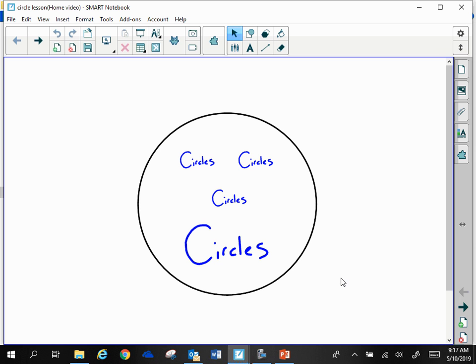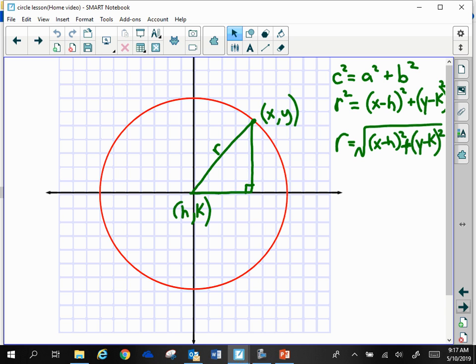All right, circles. What we have to learn first is, where does the circle equation come from? The circle equation actually comes from drawing a right triangle and calculating the length of this radius, because we need to know how long this radius is in order to calculate the equation of a circle. Well, I did that to calculate the length of this radius.